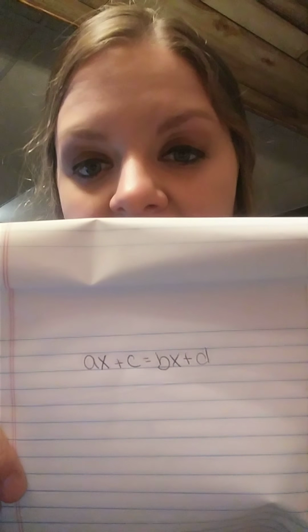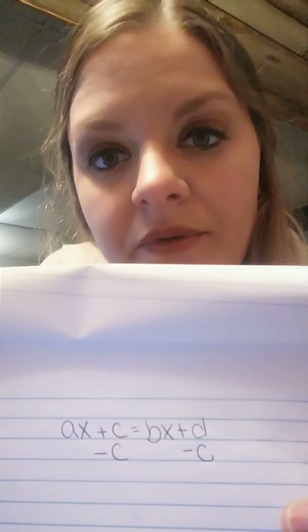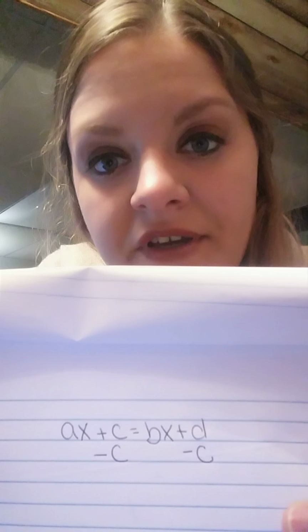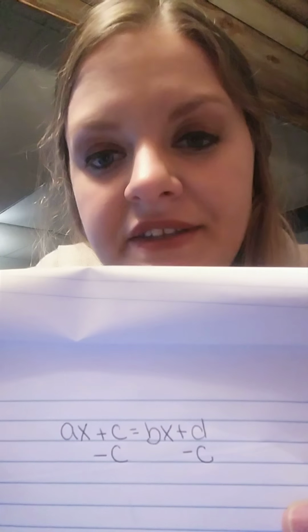On this notepad, I have written down ax plus c equals bx plus d, and I have to get x alone. So I am going to start by subtracting c from both sides. And there are no like terms on the right to combine it with, so I'm just going to write it off to the right side. The result of that is going to be ax equals bx plus d minus c.